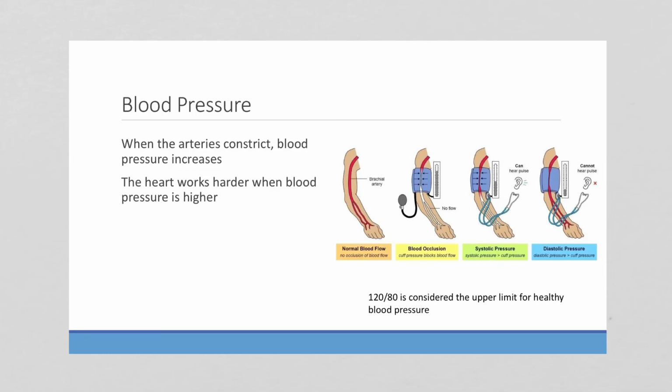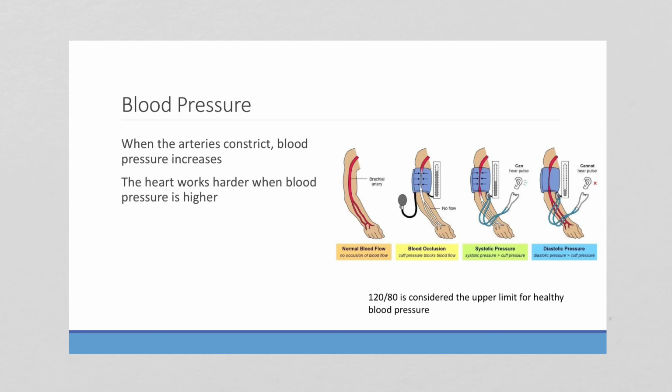So I want to finish up our introduction to pressure by talking a little bit about blood pressure and how we measure it. When the arteries of your circulatory system constrict, the blood pressure increases. And as you have increased blood pressure, your heart has to supply more force to push the blood through the body out to the tissues that need the oxygenated blood.